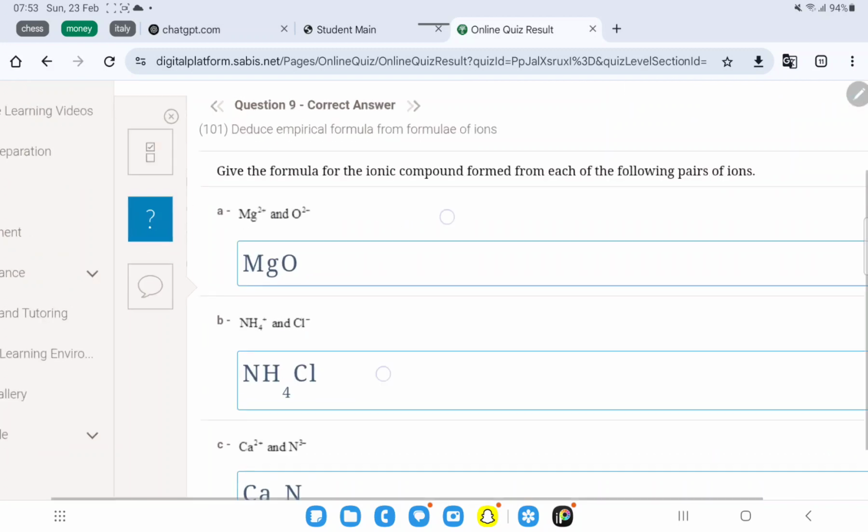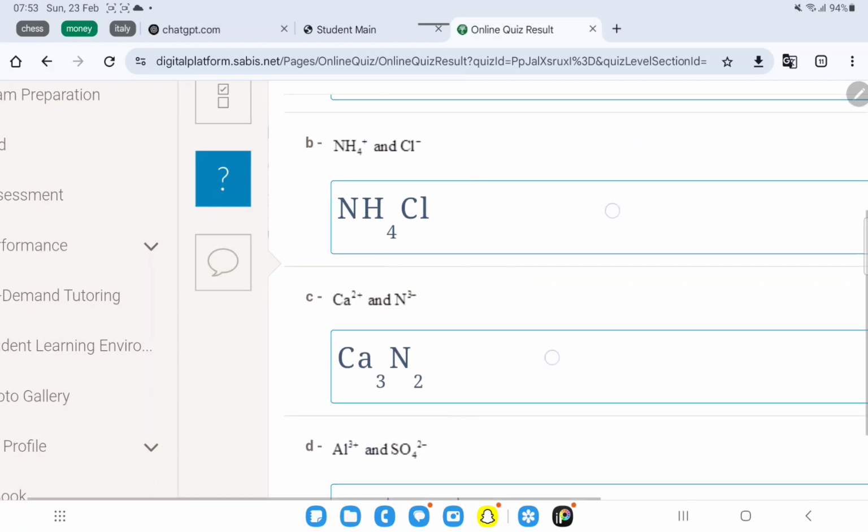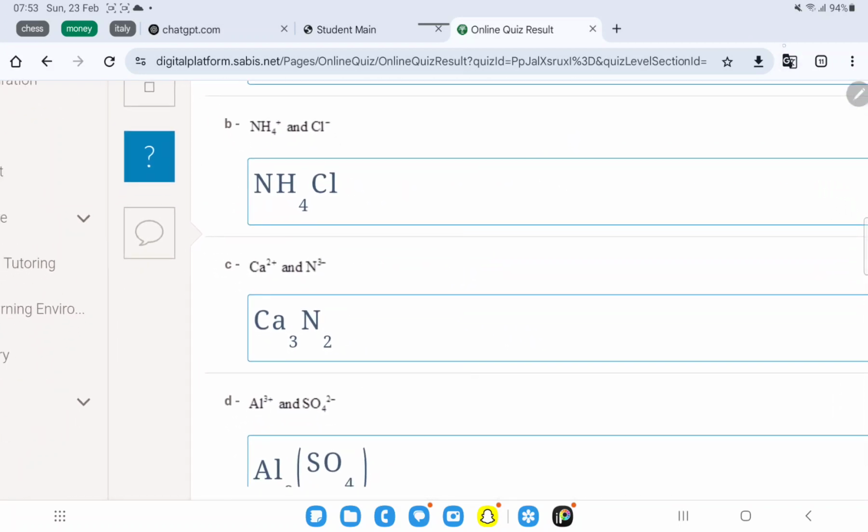We've been doing this for the last 2 weeks. Mg2+ and O2-. They want the equation for it. Exact same numbers, opposite charge. They just cancel. MgO. NH4+ and Cl-. Again, plus minus, they cancel. NH4Cl. Ca2+ and N3-, so crisscross. You bring the 3 to the Ca, so Ca3, and the 2 for the N, so N2. Ca3N2.